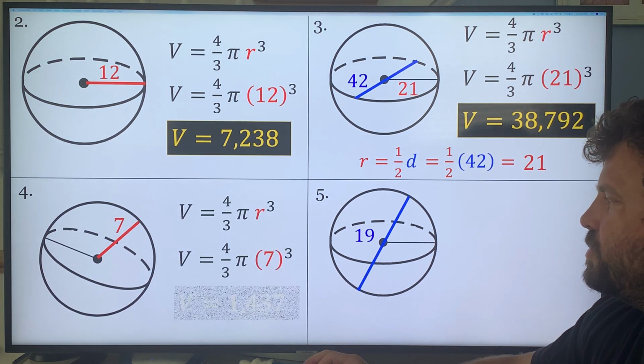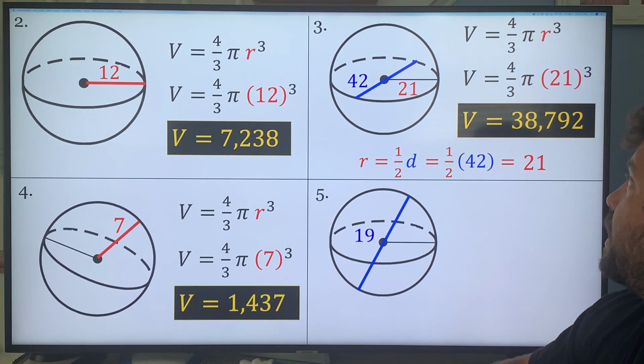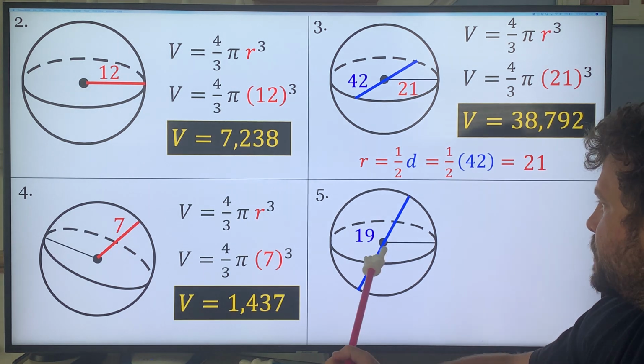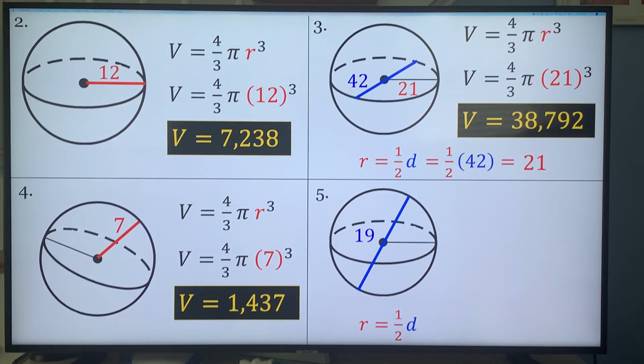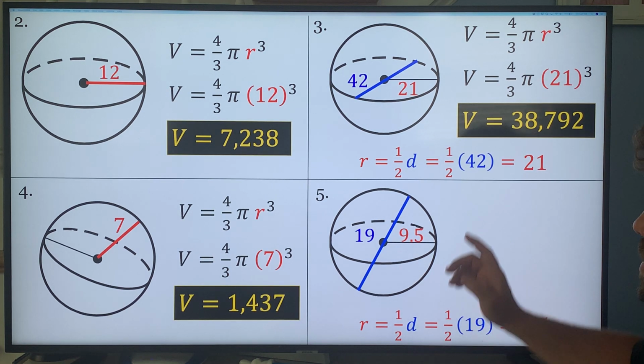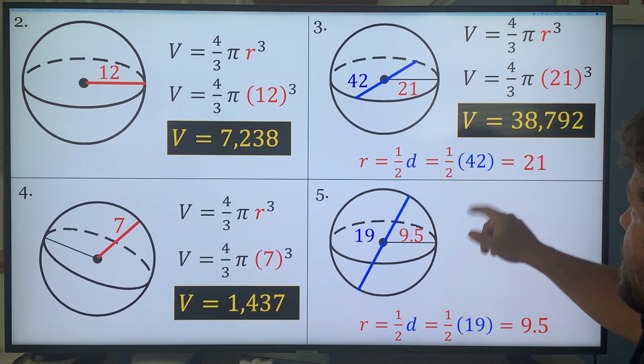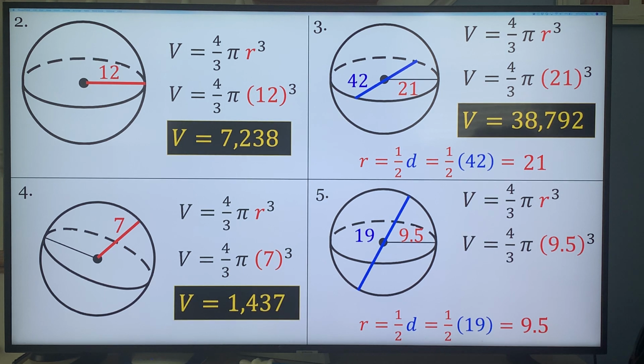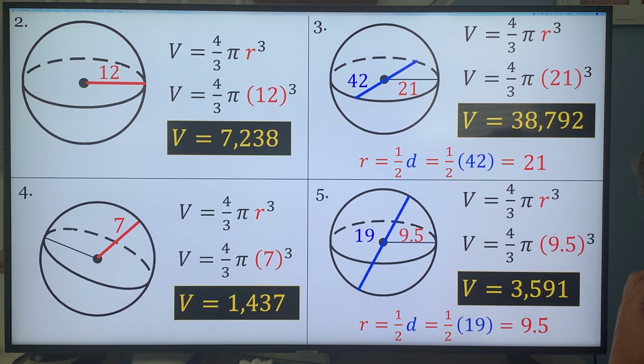4/3 pi, 7 cubed, 1,437. 19 is my diameter, or my radius. Half of 19 is indeed 9.5. 4/3 pi times 9.5 cubed gives you 3,591 as an answer. Feel good? You are, because it's very easy.